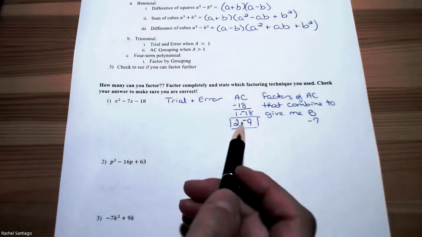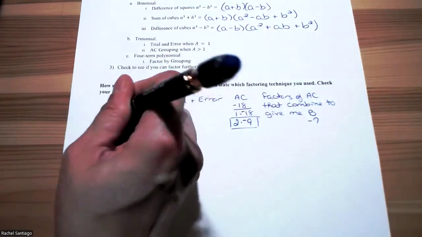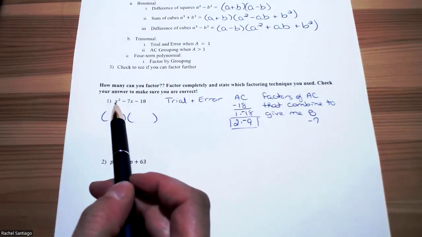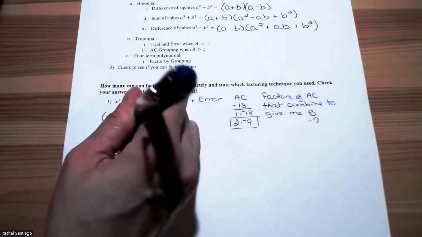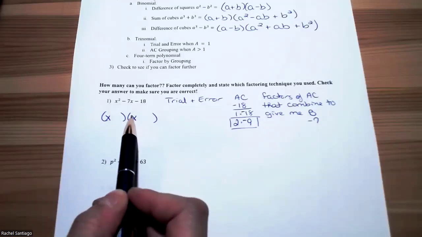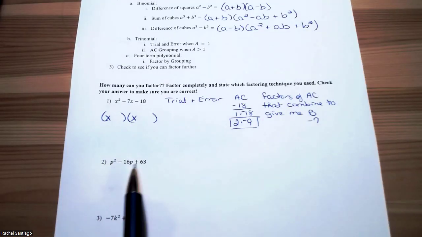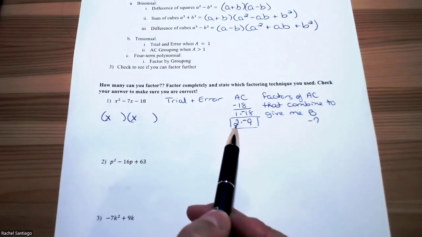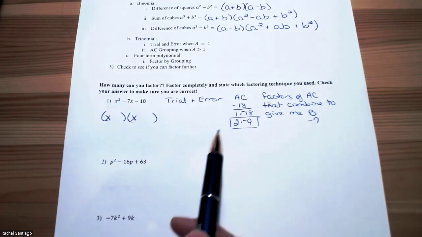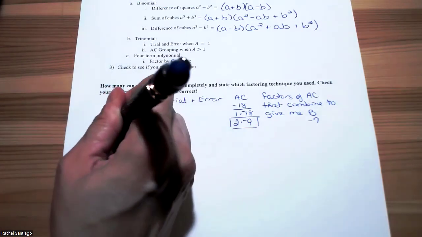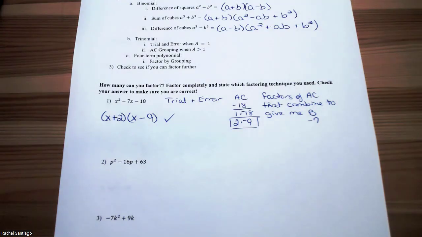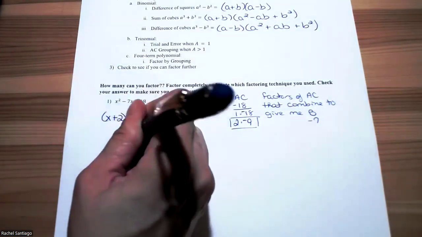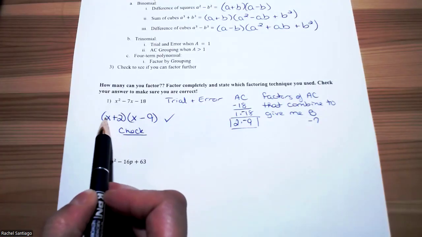Now, because this is trial and error, all I have to do is write this in my factored form. X squared breaks down into x times x. There's no other way to get an x squared unless you take an x and you multiply it by another x. These are the two factors that when I multiply give me negative 18, and when I add give me negative 7. So it's a positive 2 and a negative 9, and guess what? You're done.